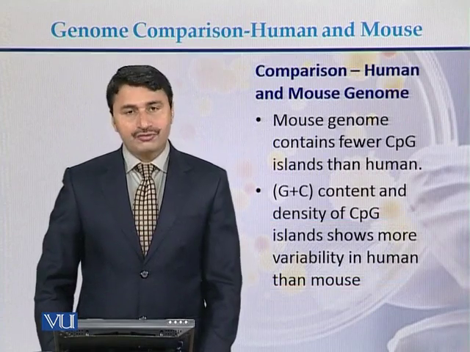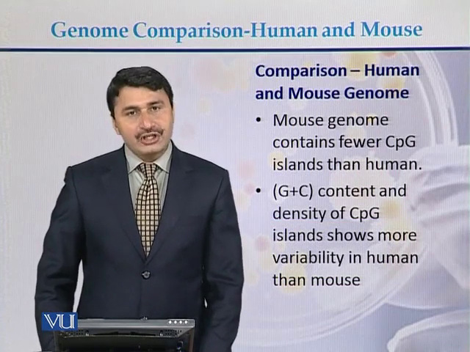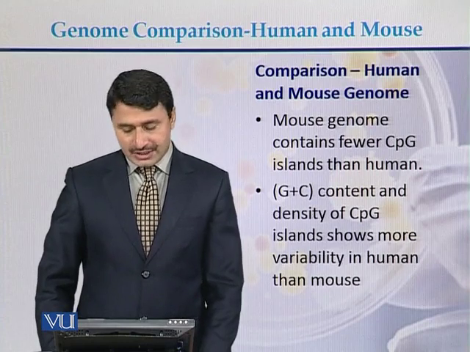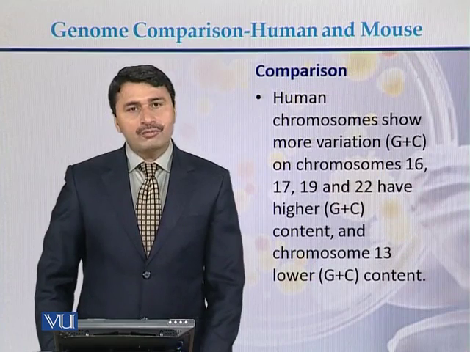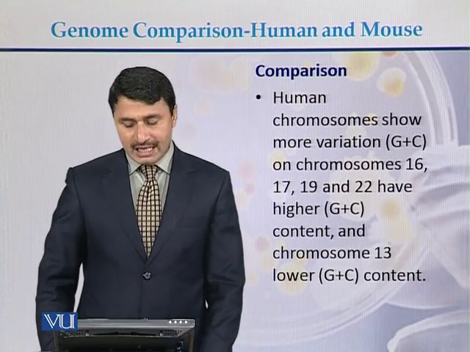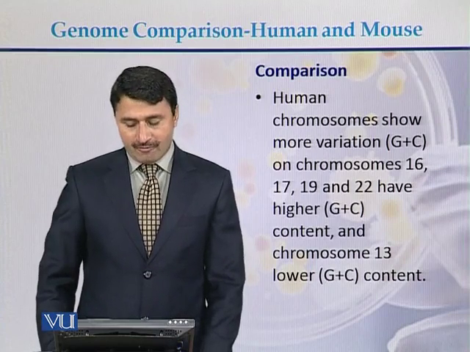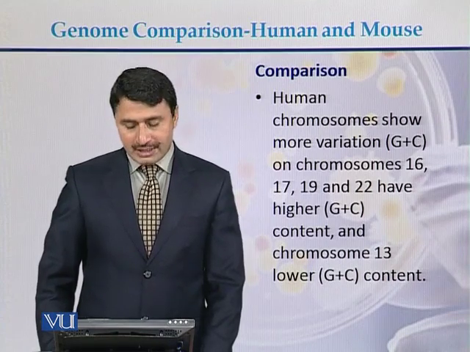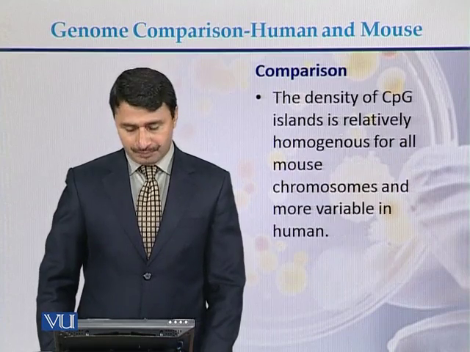Mouse genome contains fewer CpG islands as compared to humans. GC content and density of CpG islands show more variability in the human than the mouse genome. Human chromosomes show more variation in GC content, particularly chromosomes 16, 17, 19 and 22, which have higher GC content, while chromosome 13 has low GC content in the human genome.